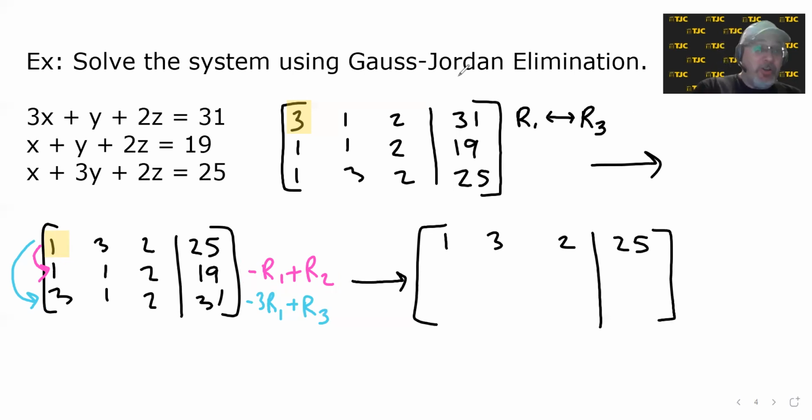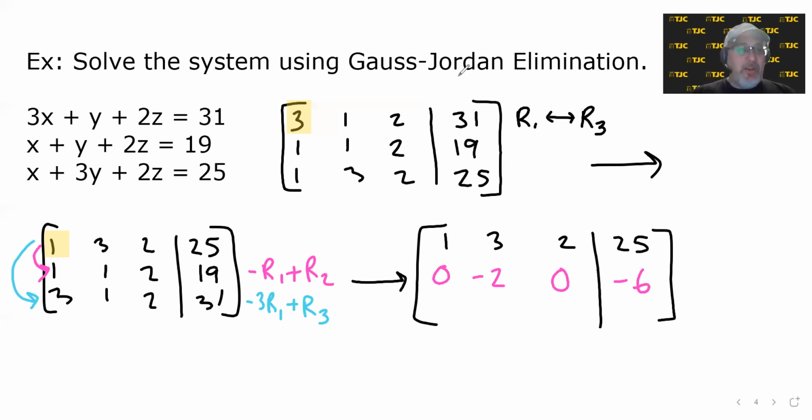This is going to go kind of fast. 1 times -1 is -1. Added to 1 is 0. Remember, I'm multiplying by -1 and adding. -1 times 3 is -3. -3 plus 1 is -2. Multiplying by -1. -1 times 2 is -2. -2 plus 2 is 0. And we're doing it here also. -1 times 25 is -25. -25 plus 19 is -6.